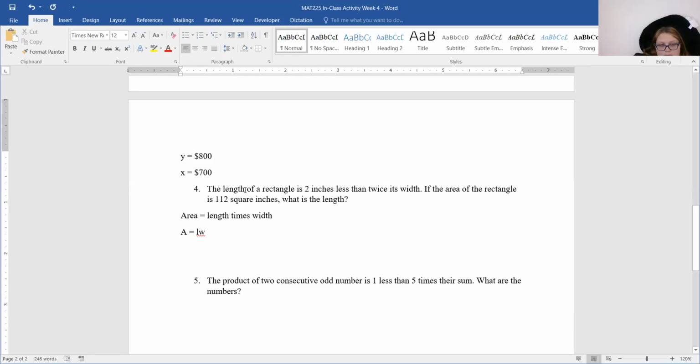Yep, we are multiplying, but what's the relationship between length and width? There is a relationship. It's right here in this first sentence: 2 inches less than twice its width. Twice. What does 2 inches less mean? Take subtraction. That's right. So it's twice the width, but minus 2. Okay.